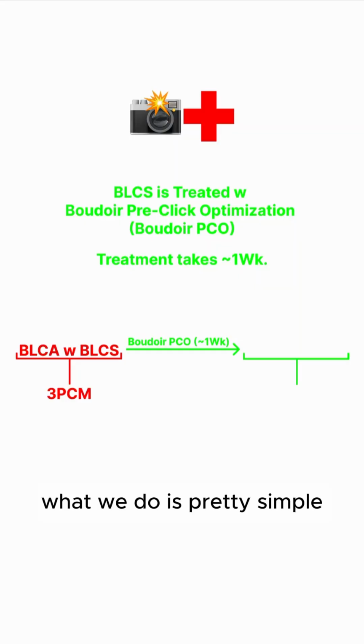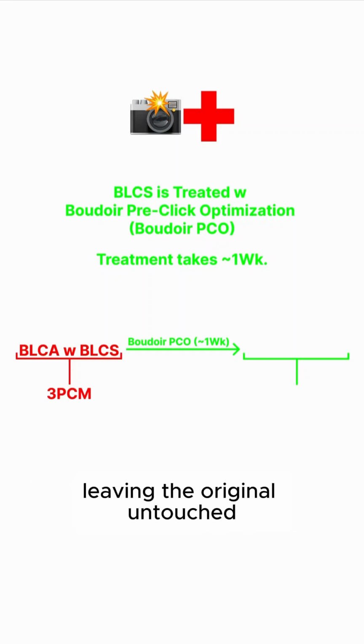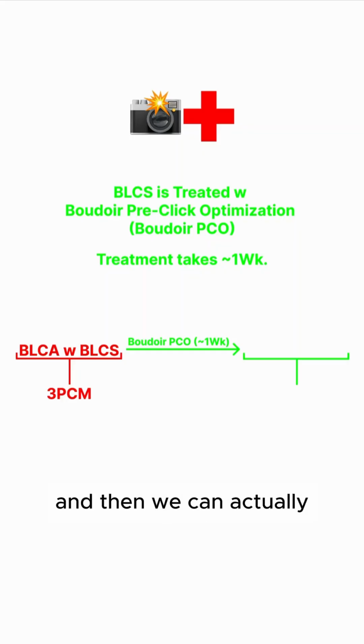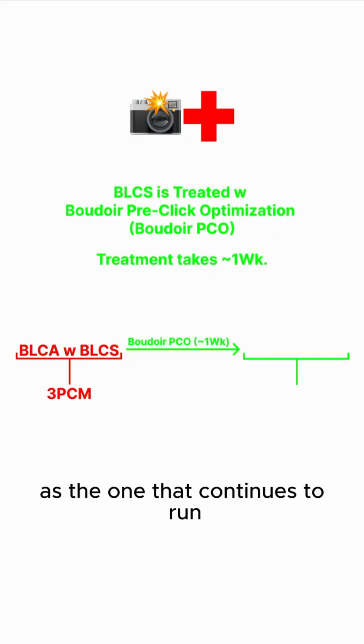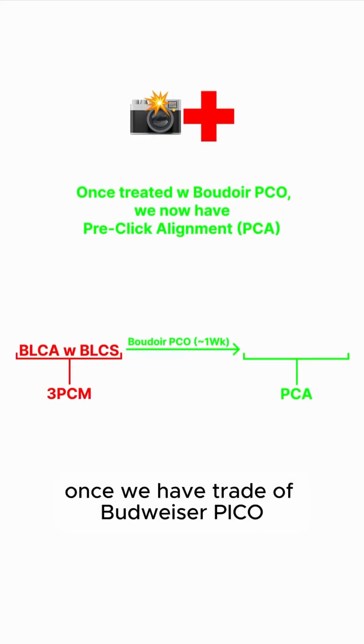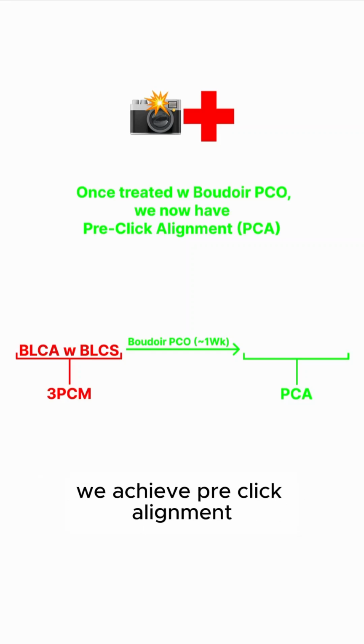What we do is pretty simple. We leave the original Boudoir Facebook ad, we duplicate it, and we treat the duplicated ad, leaving the original untouched. Treatment takes about a week, and then we're able to choose whichever one has the best metrics at the end as the one that continues to run. Once we have treated with Boudoir Pico, we now have pre-click alignment, PCA. That's what we're looking for. So we get rid of the 3 pre-click mistakes, we achieve pre-click alignment.